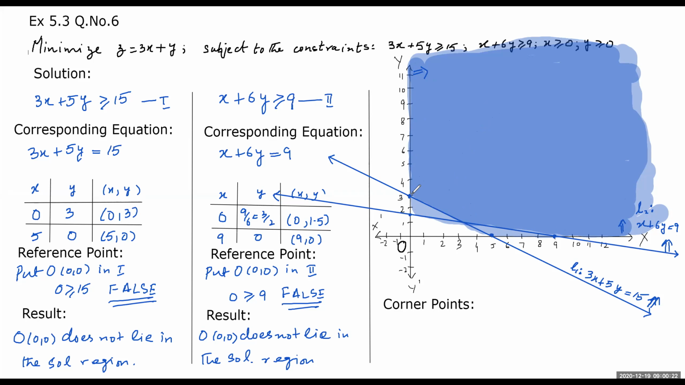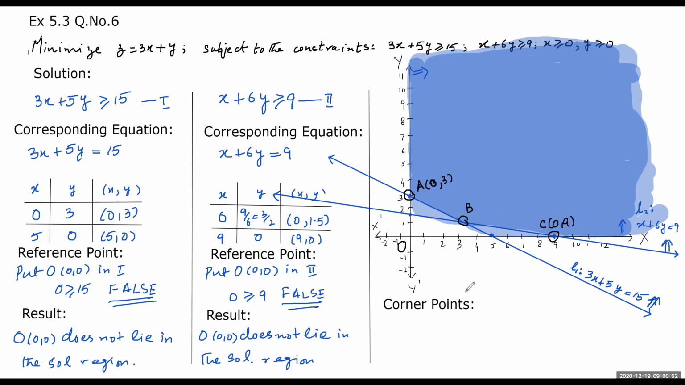And now let's mark the corner points. This is our first corner point. Let's name it as A, and we can see its coordinates are x equals to 0 and y equals to 3. This is our second corner point. Its name is B, and it is the point of intersection of L1 and L2. And this is our third corner point. Let's name it C. Its coordinates are 9 and 0.